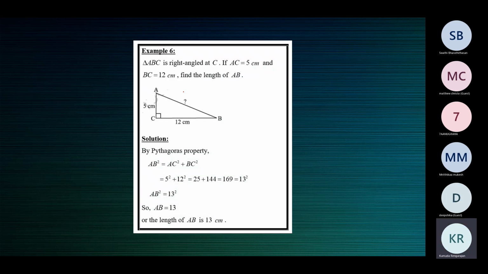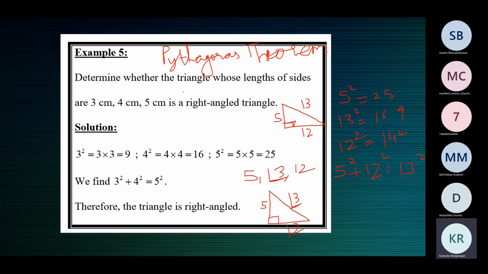So here, children, in example 6, we are given a figure which is a right triangle because you can see that it's marked 90 degrees at C. So it is a right triangle. Now this property which we learned now is called the Pythagoras theorem, or you can say the Pythagoras property.